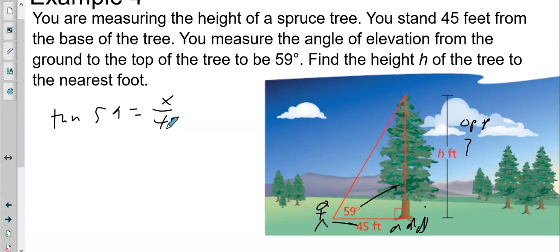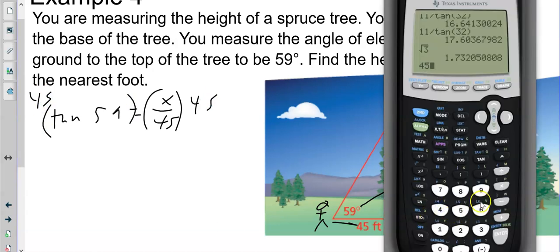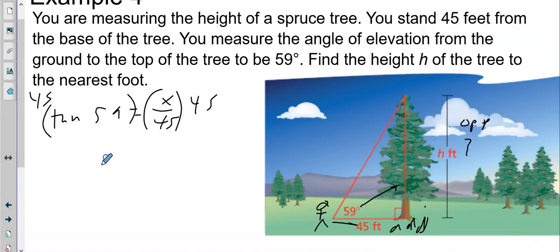Now this one's easier because in this case, all we do is multiply by 45. And we just type it in our calculator. So 45 times tangent 59, close parentheses, equals 74.89. It says round to the nearest foot. So the nearest foot, that would be 75 feet. And that's it.